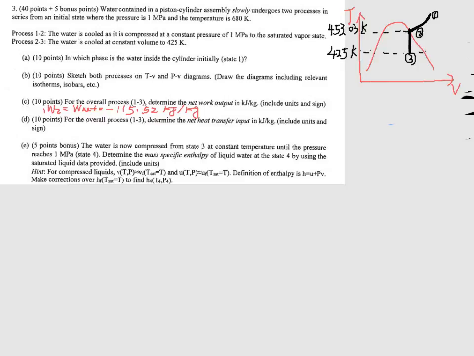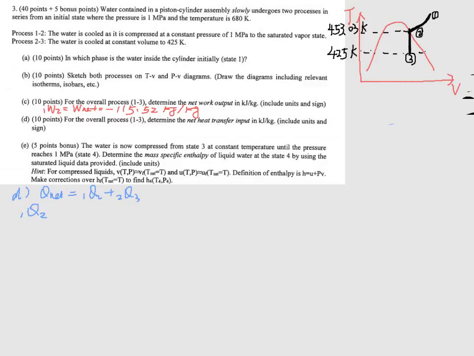Hi everyone, today we're going to continue our analysis on this multi-phase problem, and we already discussed parts A, B, and C, so today we're going to continue with part D. In part D, we need to find the net heat transfer input in kilojoule per kilogram. The net heat is just the heat from 1 to 2 plus the heat from 2 to 3, and we're going to take a look at each of them one at a time.